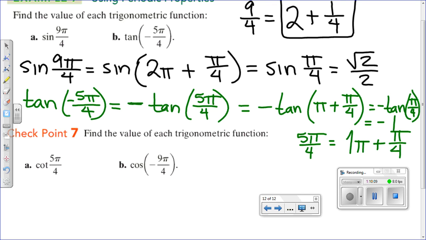And so that is what? Negative 1. Yay! Alright. Okay, I'm just going to stop here.